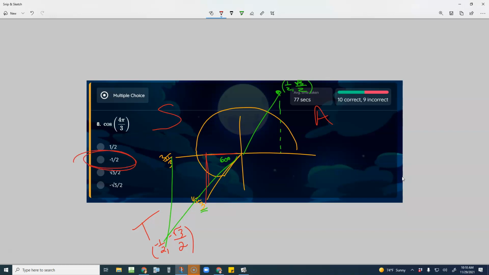Cheater chart people: All Students Take Calculus. 1, 2, 3, 3, 2, 1. Cosine right here. And remember, all of these are all little halves. You just had to think about, oh, it's All Students Take, cosine is negative 1/2.